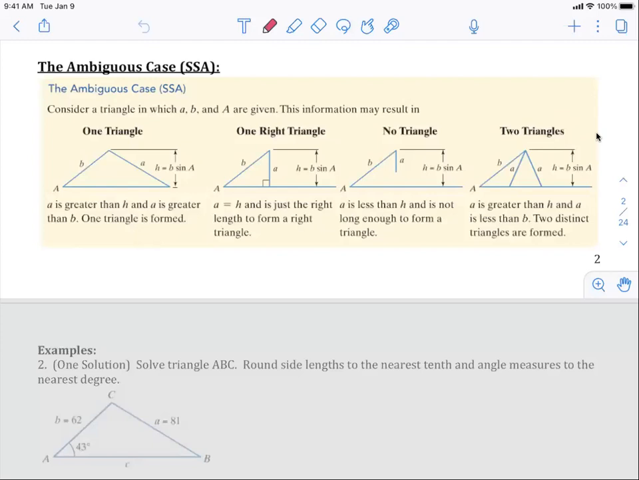So the ambiguous case happens when you are given a pair of sides and an angle that is not between the sides, okay? Since that's not a guarantee that there's only one way to build the triangle, there's actually two different ways that you could build it. And so there's three possibilities of what can happen in this case. You're really gonna have to think back to some of what you know from geometry here.